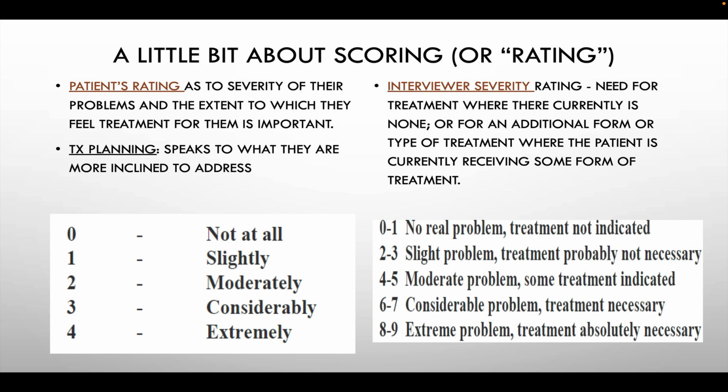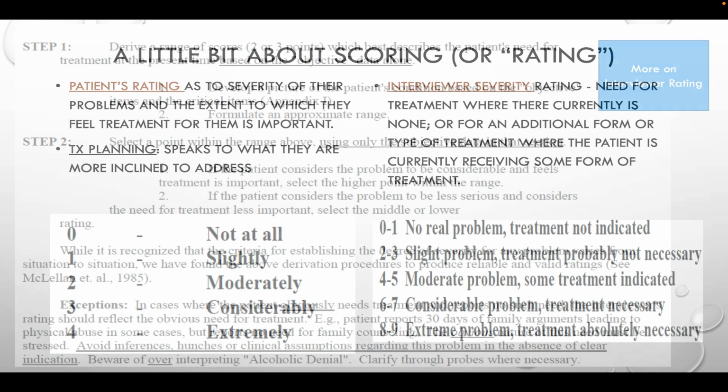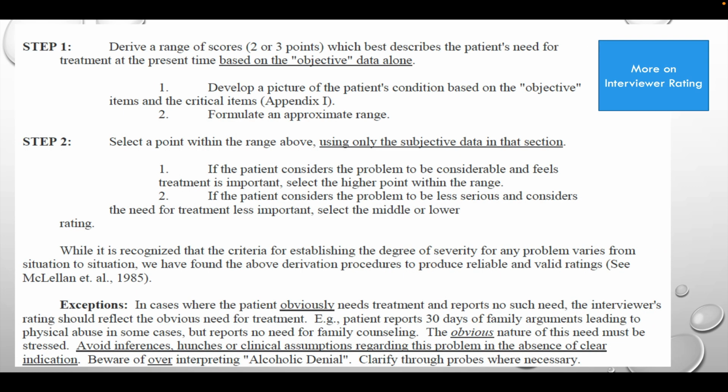Then in the interviewer severity rating, this is where the interviewer or evaluator sees a need for treatment where there currently is none, or for more additional formal treatment where the patient is currently receiving some form of treatment. So you can see the rating levels for each the client and for the interviewer or evaluator. So for the interviewer rating, you want to derive a range of scores, 2 to 3 points, which best describes the patient's need for treatment at the present time based on the objective data alone. Then you're going to select a point within the range above using only the subjective data in this section.